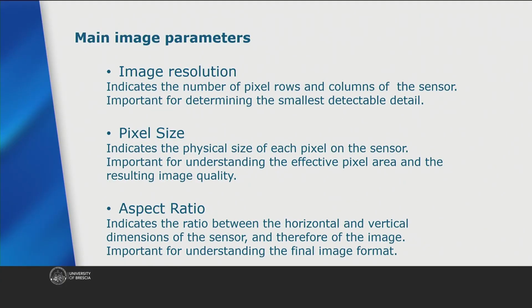The image resolution indicates the number of rows and columns of pixels that make up the sensor. This is important for understanding the minimum detail that can be recognized within the image. Pixel size indicates the actual size of the pixels within the sensor and is important for understanding the quality of the final image. The aspect ratio, finally, is the ratio between the horizontal and vertical dimensions of the sensor and therefore of the image. This last parameter is important for understanding what the final image will look like.